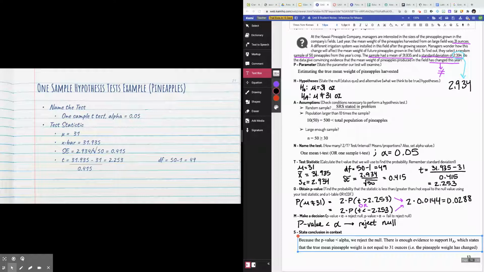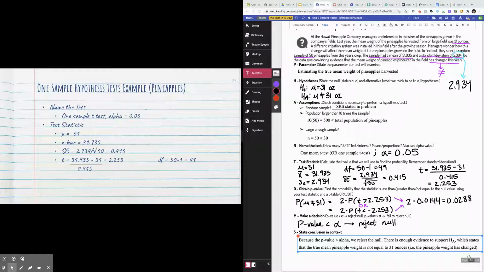Okay. All right, so for parameter here, we are estimating the true mean weight of pineapples harvested in this field. My null hypothesis is that there has been no change, so the mean weight has stayed at 31 ounces. My alternative hypothesis is that the mean is now not equal to 31 ounces. I don't care if it's more or less, I just want to know if it's different.